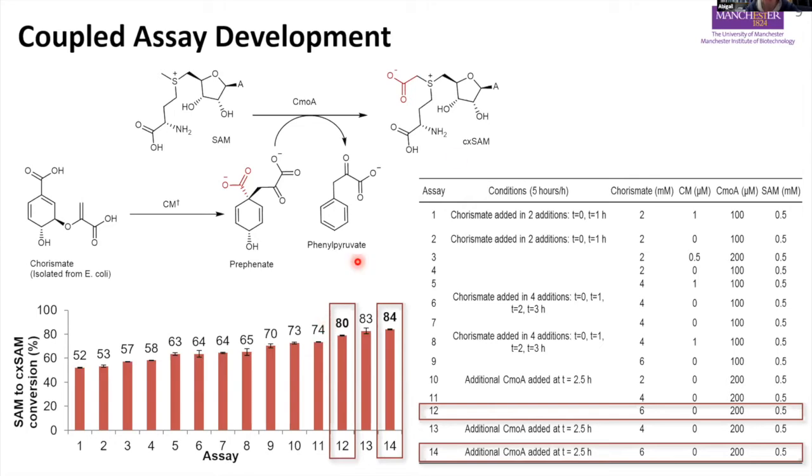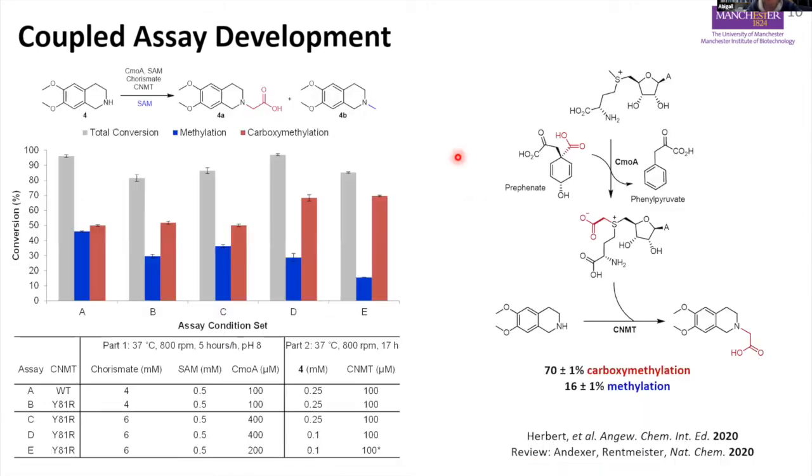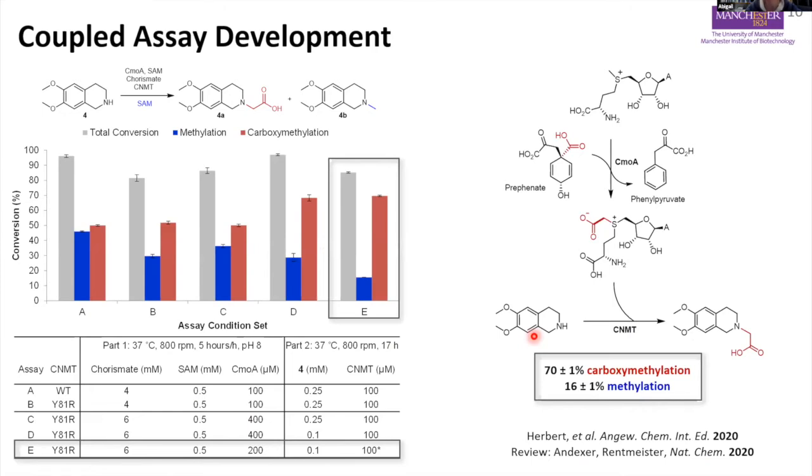80% conversion to carboxy-SAM. Using these conditions going forward, combining them with CNMT and heliamine, this tetrahydroisoquinoline scaffold, we were able to find conditions where we could get 70% carboxymethylation and only 16% methylation. So after 5 hours, when the methyltransferase is introduced, we expect there to be 80% conversion to carboxy-SAM, so 0.1 millimolar SAM left, and 0.1 millimolar substrate. You should get 100% methylation if the enzyme is still preferring its natural cofactor, which it's not here. So orthogonality has been achieved in this case.